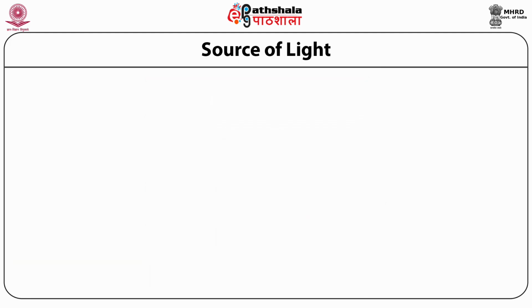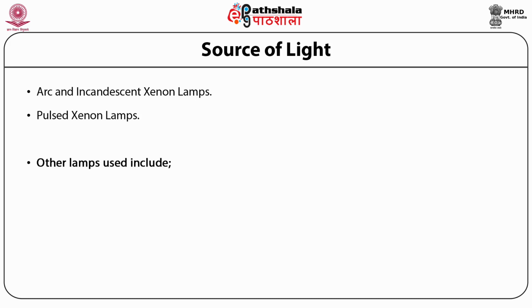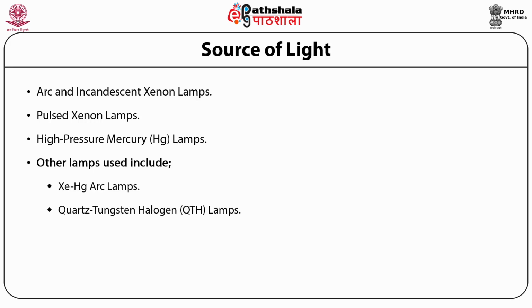Coming to the source of light, various sources are available, ranging from arc and incandescent xenon lamps to LED light sources. Pulse xenon lamps have also been used, and a wide variety of mercury lamps, including high-pressure mercury lamps, xenon mercury arc lamps, quartz tungsten halogen lamps, low-pressure mercury lamps, and mercury argon lamps have been used. In addition, LED light sources have also been used.